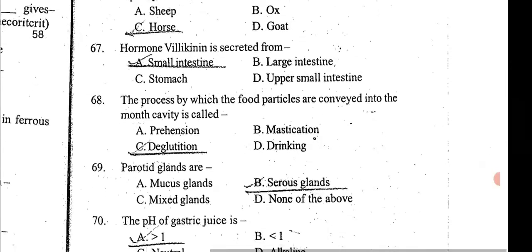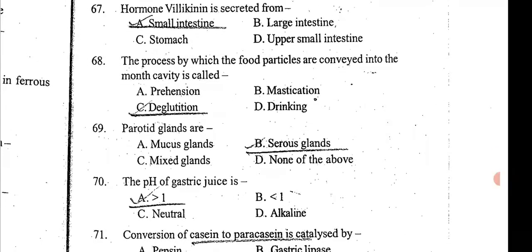Hormone villikinin is secreted from the small intestine. The process by which food particles are conveyed into the mouth cavity is prehension. Prehension is to hold the food, and the process by which the food particles are conveyed into the mouth.